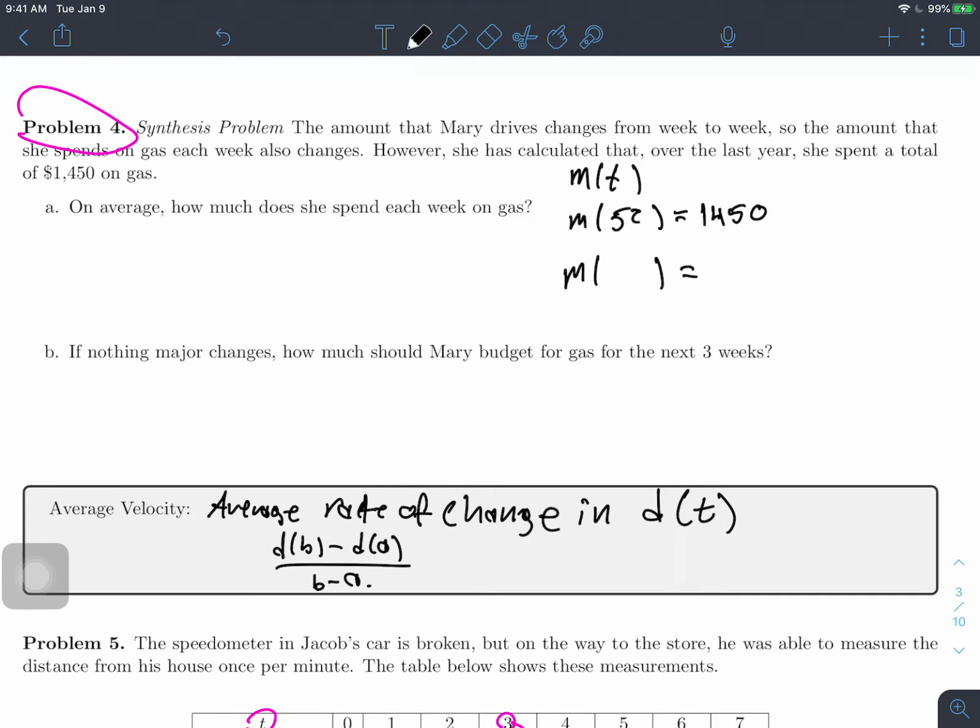Kevin, you got an idea? Exactly right. After 0 weeks, how much have I spent on gas? $0. So, on average, how much does she spend each week on gas? Well, we're going to do M of 52 minus M of 0 divided by 52 minus 0 equals 1450 over 52.